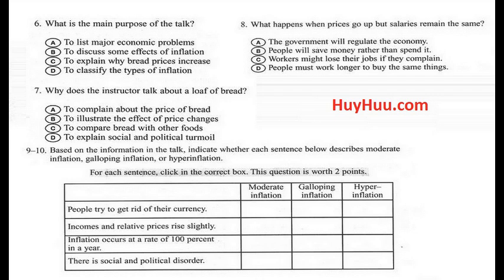Moderate inflation does not distort relative prices or incomes severely. Galloping inflation happens rapidly, say at a rate of 100% or more within a year. And then there is hyperinflation, inflation so severe that people try to get rid of their currency before prices rise further and render the money worthless. Times of hyperinflation are usually characterized by social and political turmoil.